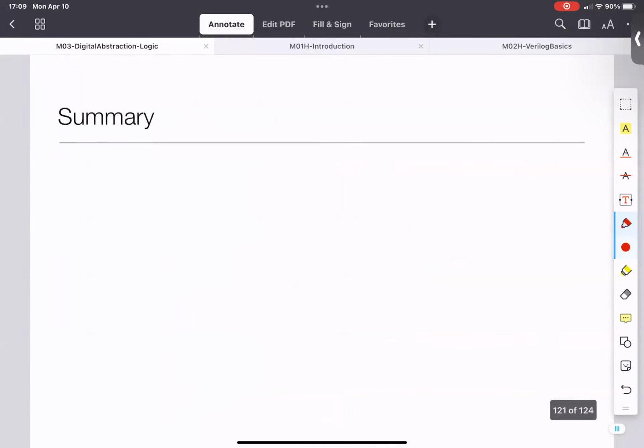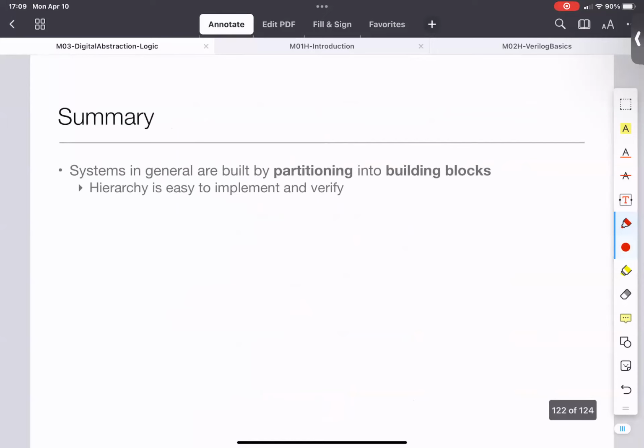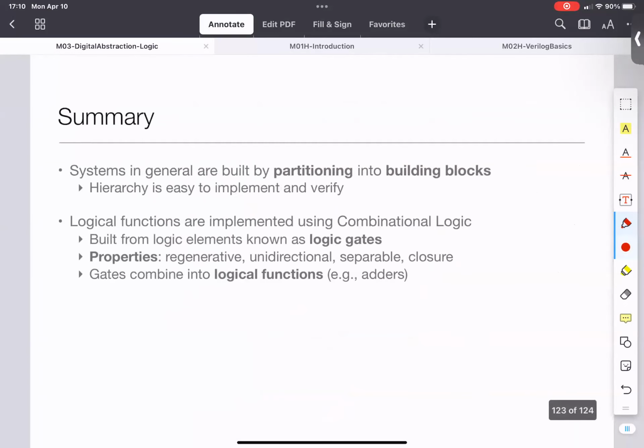Okay. So in summary, we want to make complicated systems by partitioning them. Our building blocks are those logic gates. Without proof, I have asserted that those 2 input gates are sufficient for doing anything. We'll see shortly why that is the case.